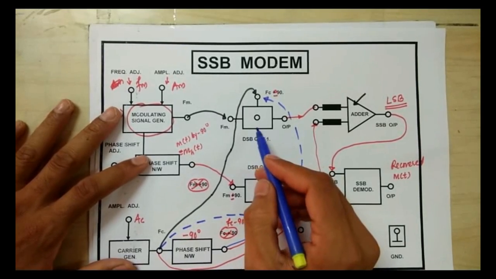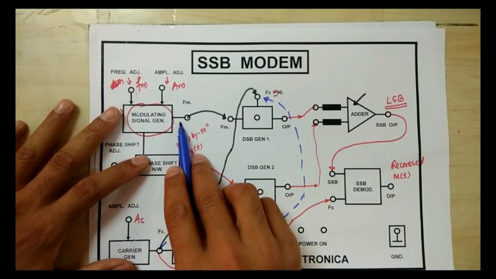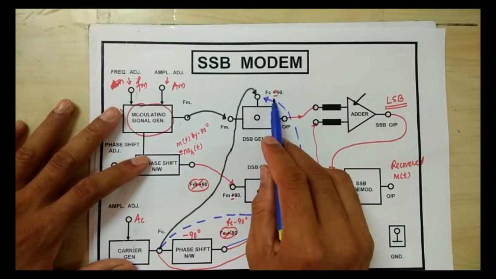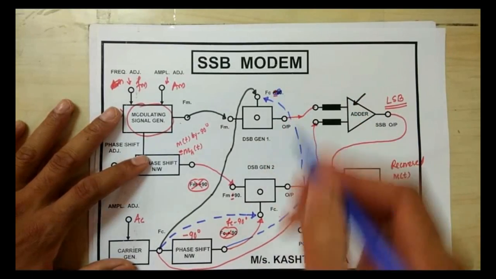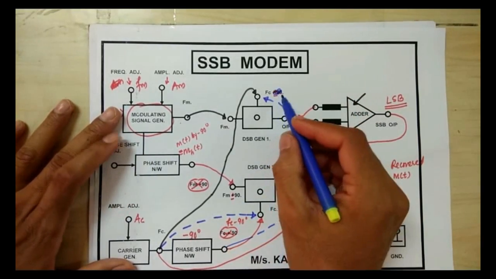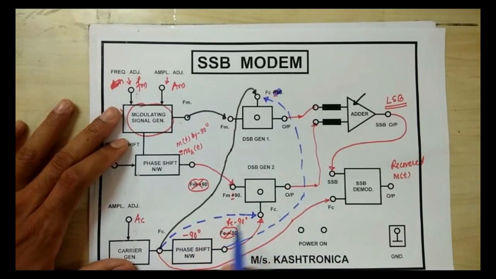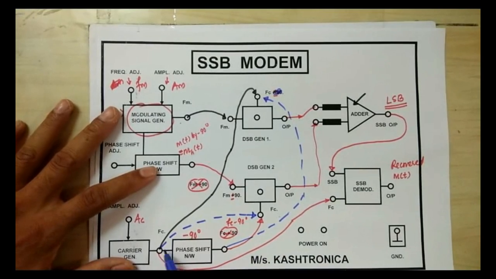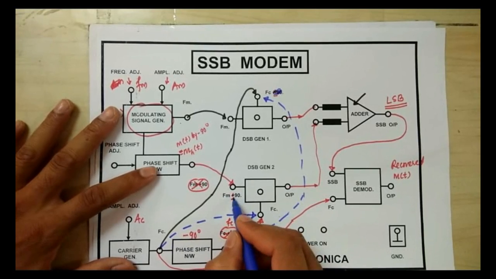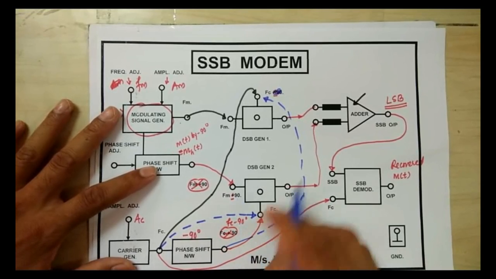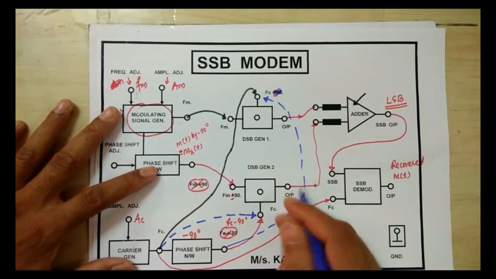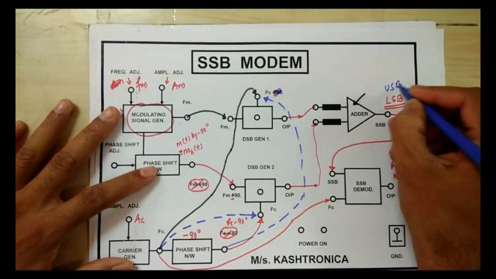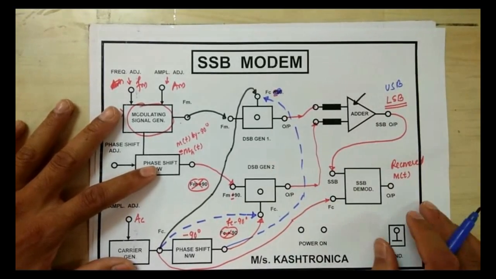In one DSB-SC modulator we are giving the message signal and the shifted carrier signal, and in the other modulator we are giving the shifted message signal and the carrier signal without shift. Please check the notation on the kit, it might be wrong there. So this is basically the fundamental of USB. Through this we can generate USB.